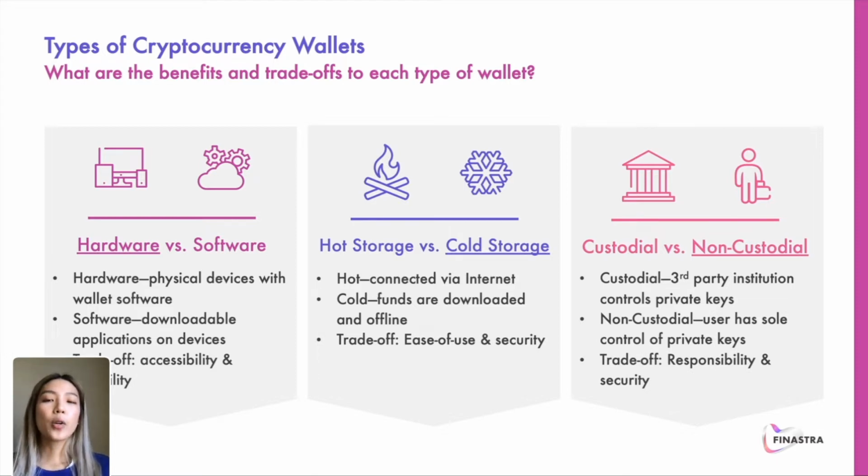Now, with hot wallets and cold wallets, the difference is that hot wallets are accessible via the internet, so they are easier to use. Cold storage wallets are downloaded and they reside offline, so usually on like a piece of hardware like a USB drive or a smartphone, and most hardware wallets are cold. But some hardware wallets can connect to the internet and they do things like handling transactions and signing transactions and then sending those to the blockchain network. So cold wallets are definitely more secure because they're not connected to the internet.